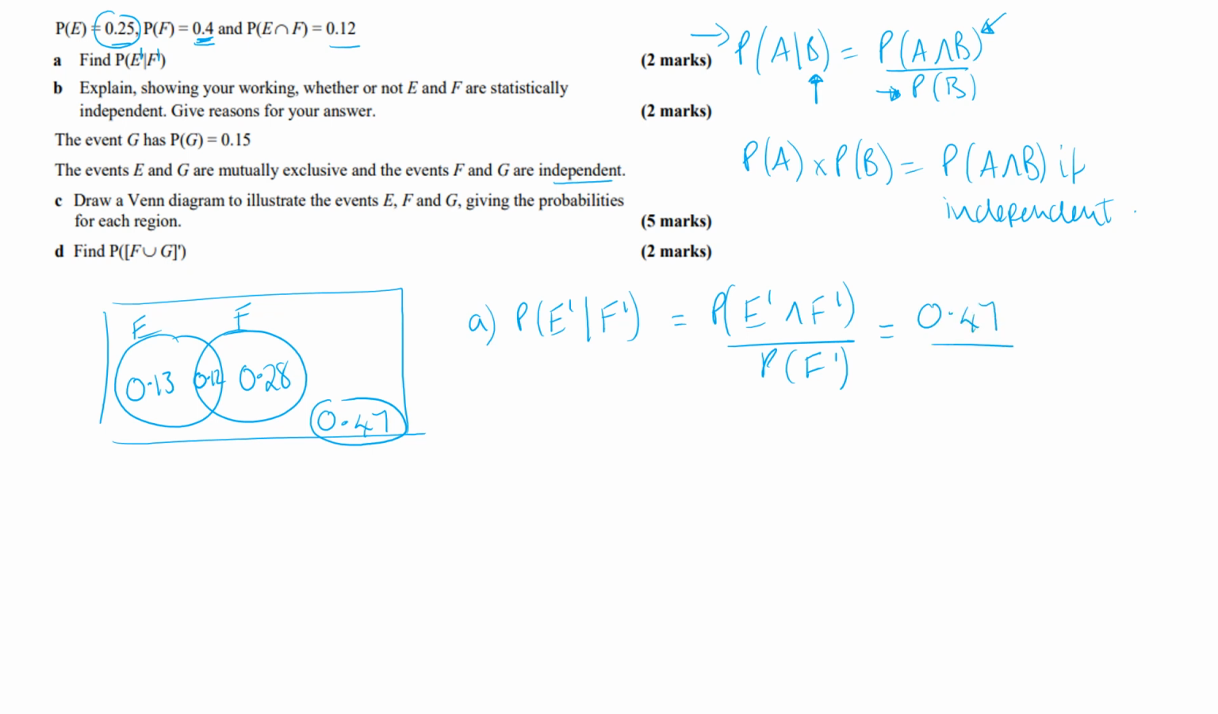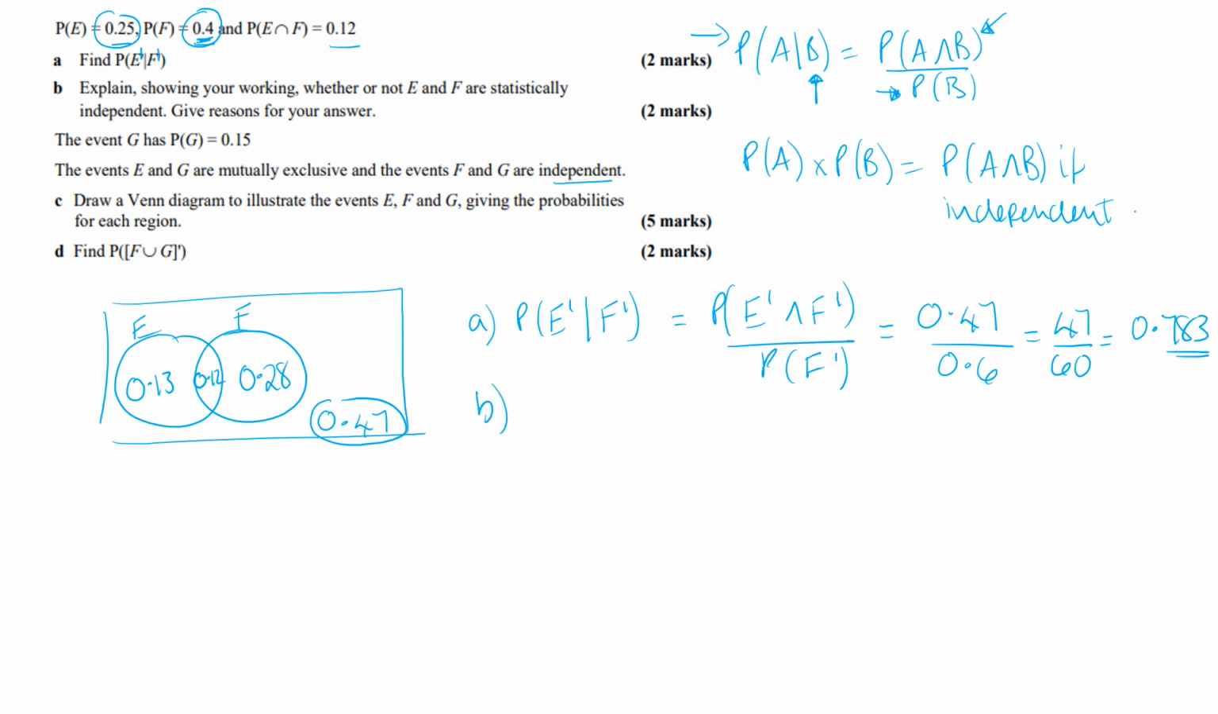And the probability of F dash, well, if F is 0.4, then F dash is just 1 minus that, so it's going to be 0.6. So we can write that as 47 over 60, or to 3 significant figures given as a decimal is 0.783.